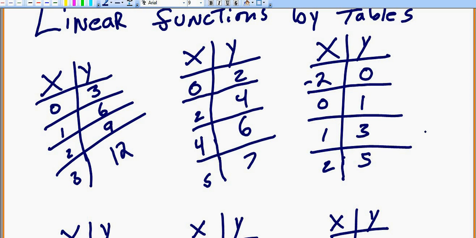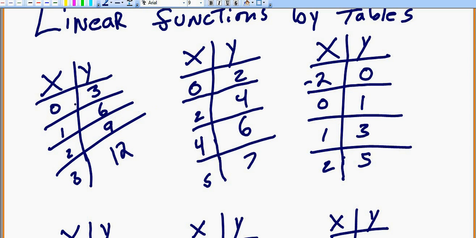You can sometimes identify a linear function by looking at a table or list of ordered pairs. In a linear function, a constant change in your x corresponds to a constant change in your y value. So let's look at some examples to figure out what I mean when I say you can sometimes identify a linear function by looking at a table or a list of ordered pairs. In a linear function, a constant change in x corresponds to a constant change in y.